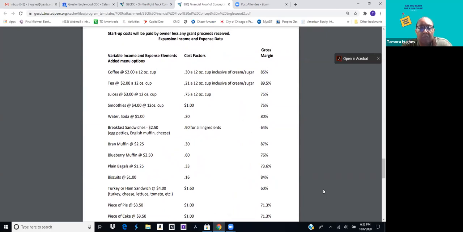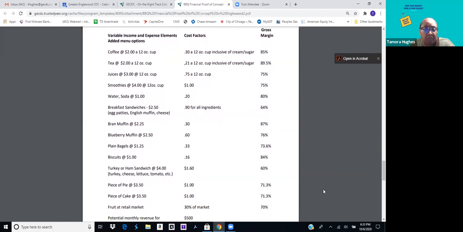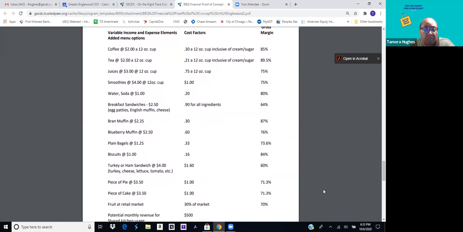I think we all knew intuitively it doesn't cost $1.50 to make a $2 cup of coffee. It costs 30 cents to make a cup of coffee, and so you can see the menu factors, and you can see the selling price, and you can see the cost factors relating to it. All right, and you can see again going through the gross margin for these things. They're up there again. The average is pretty much around 75%. That's just the way it is.